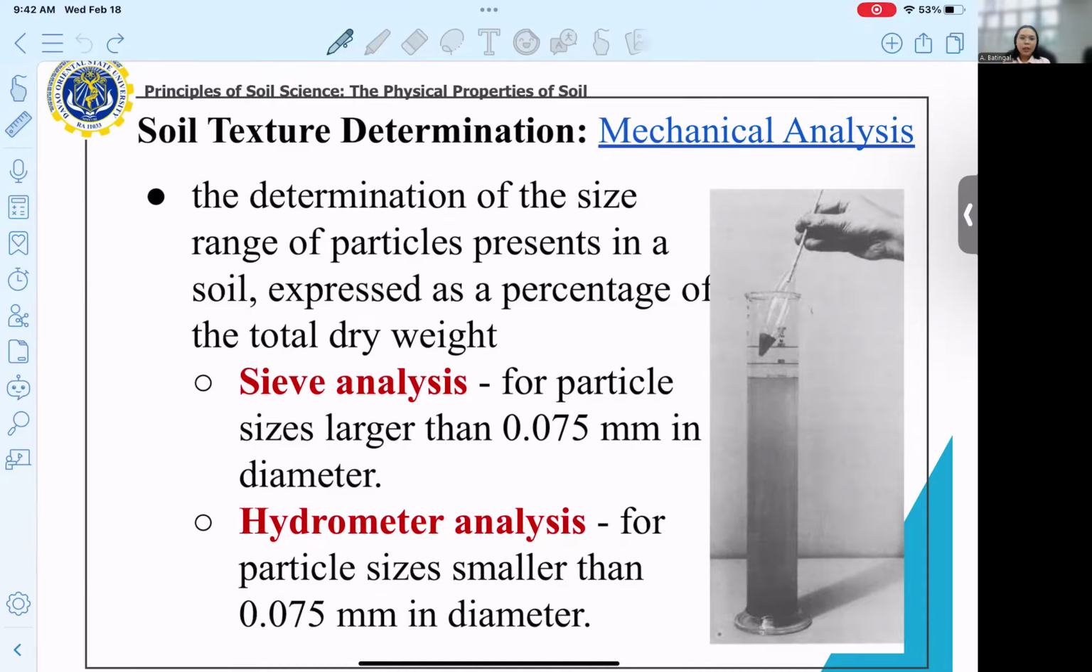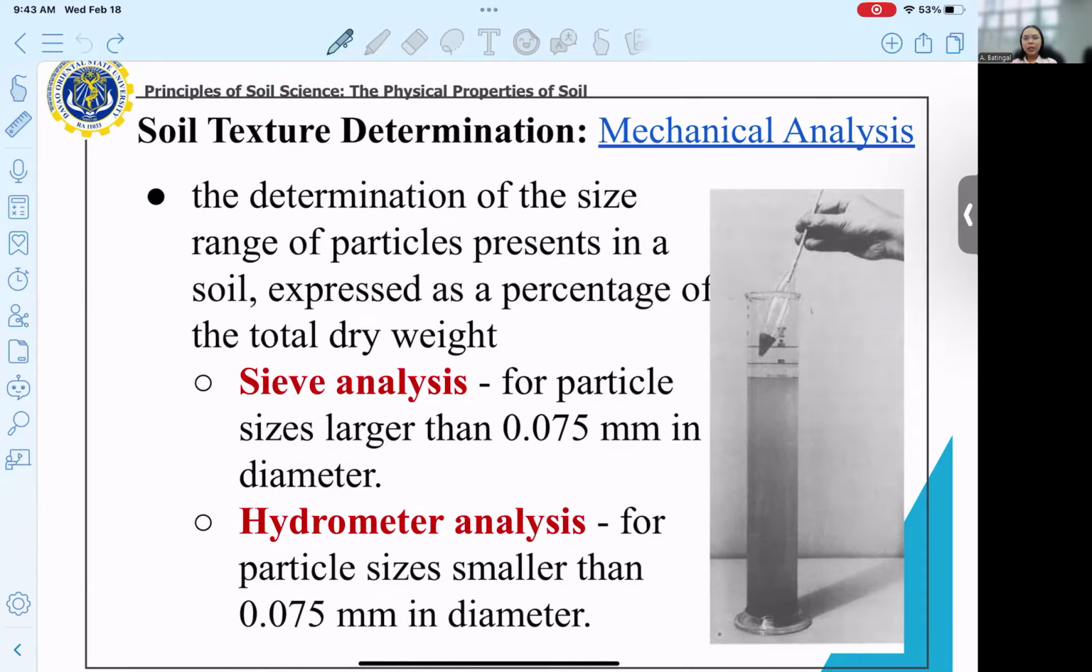Your clay particles have a tendency to stick to your sand and silt, so you cannot easily separate clay particles from sand and silt. So what happens in sieve analysis? It is very likely that only sand and silt will be in your data, but for the clay component, you cannot quantify the proportion of your clay particles.